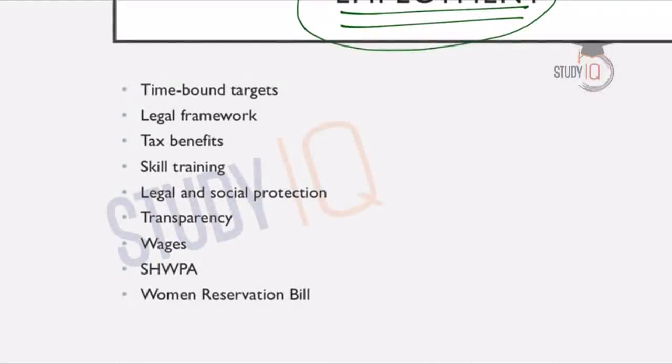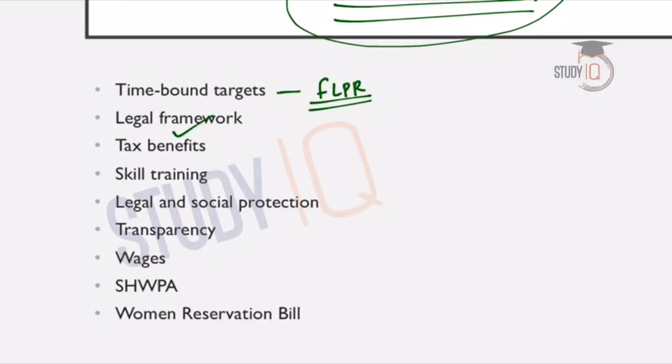First, time-bound targets for reversing the decline in the FLPR, that is female labor participation rate. And also the implementation of legal frameworks is important. For example, the Maternity Benefit Amendment Act. This needs to be monitored, and if necessary it needs to be incentivized in order to encourage the private sector adoption of this act. The government can also provide tax benefits to sectors or companies that employ more than a certain percentage. For example, if a company or an industry or a sector employs more than 30% women workers, the government can provide certain tax incentives or tax benefits to the company.